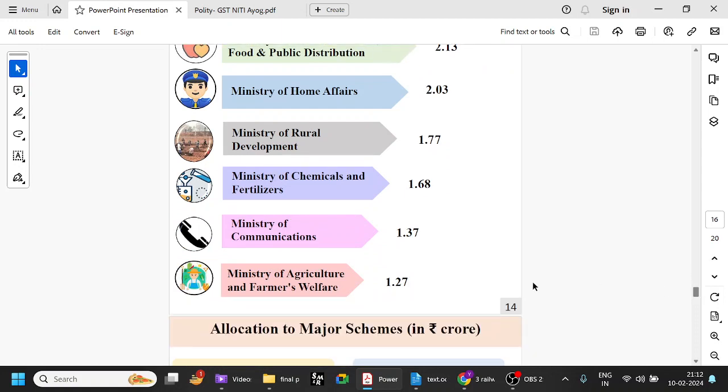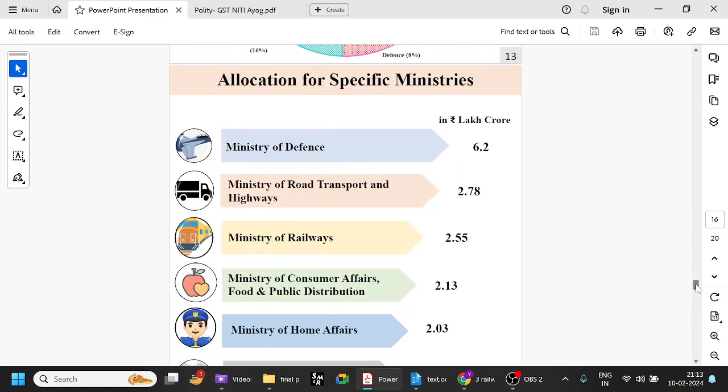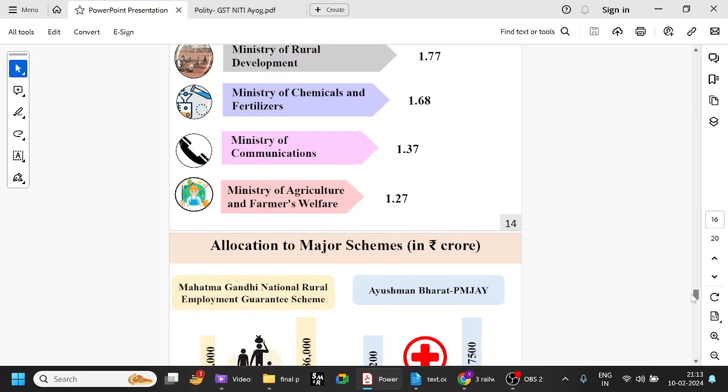Also, agriculture is important, right? Agriculture is 1.27, and chemicals and fertilizers. If you look at the last budget, they have tried to reduce it drastically. Normally, a lot of subsidies go for fertilizers, etc. But right now they have reduced it. They are trying to reduce the subsidies over a period of time. So agriculture and farmers welfare 1.27, and so on, 2 point something. Try to remember all these things. Go through them multiple times and remember them.